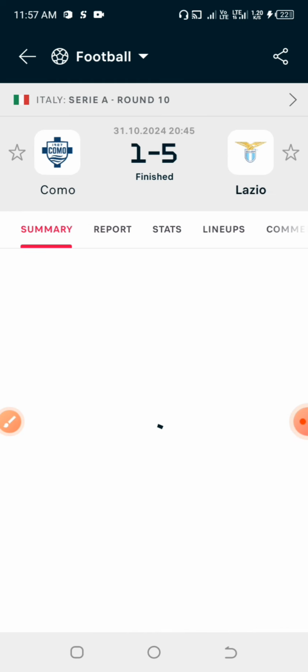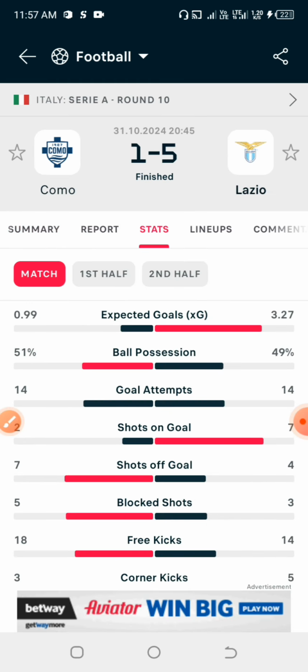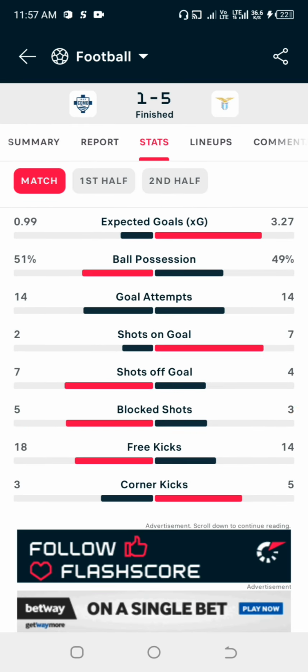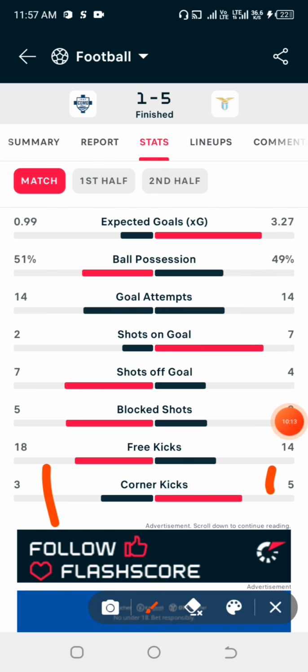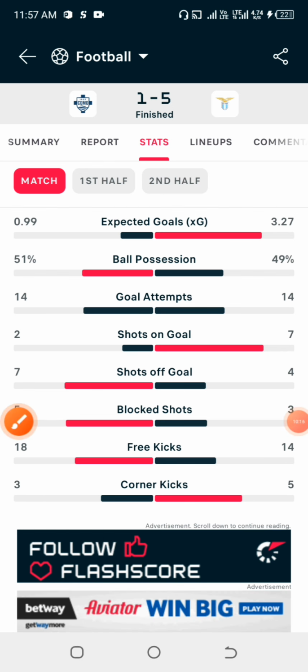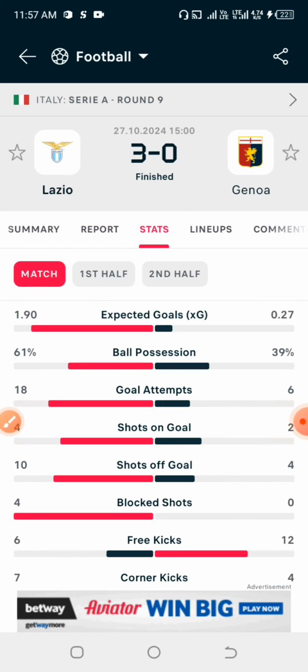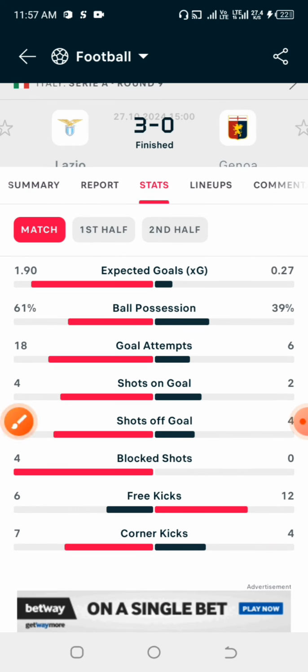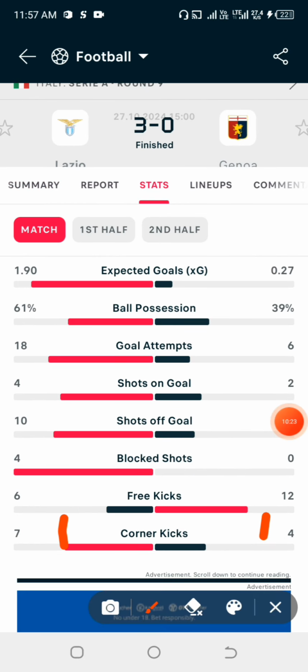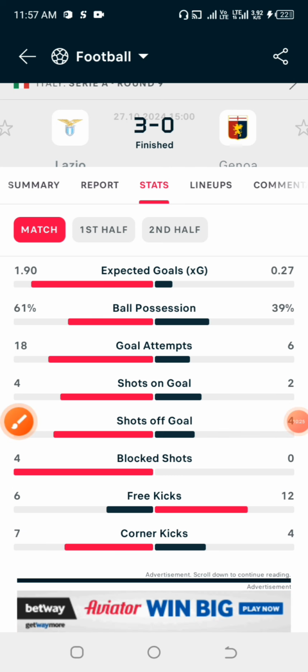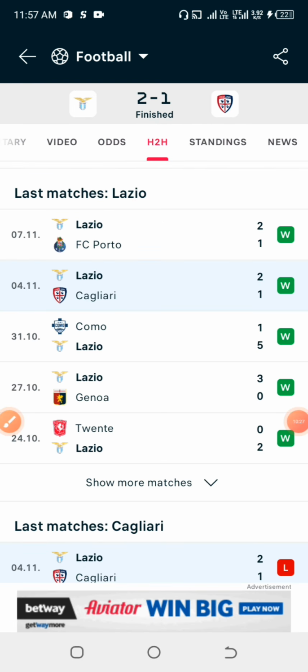So for this particular game, we are going to check the last two games from each team. Looking at it, in the last games by Lazio, they had 8 corners, and in the last game against Genoa, they had 11 corners. So adding 8 and 11 together, we get 19 corners.